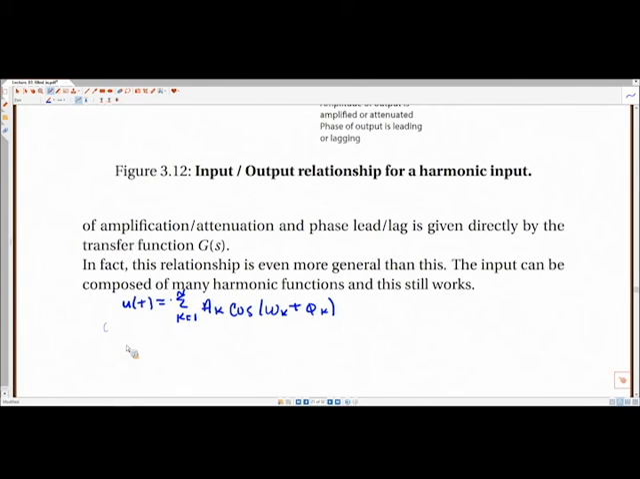We could write our output function y(t) as a summation from k equals 1 to N of A_k, magnitude of G(i omega_k), cosine of omega_k t plus phase phi_k plus our phase from our dynamics, the phase angle of G(i omega_k).